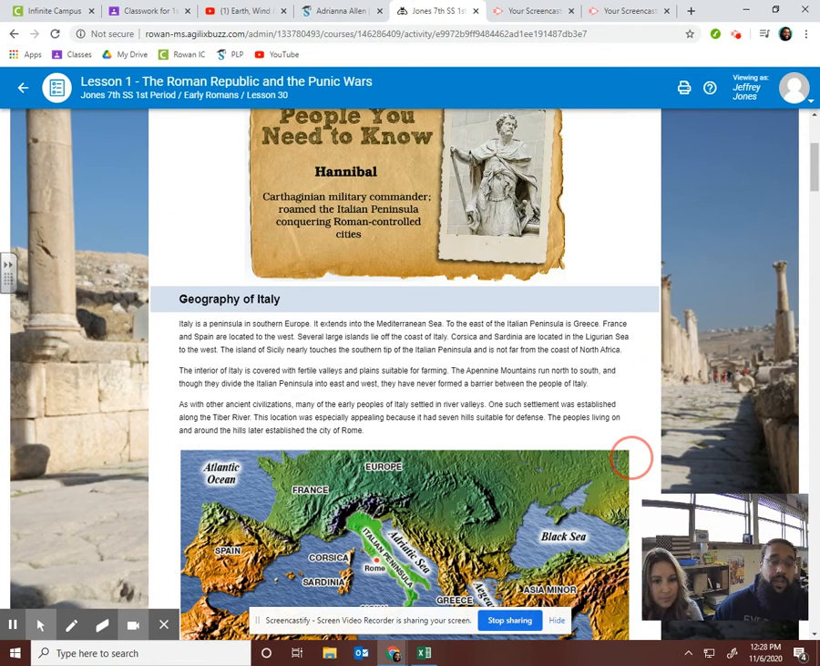of North Africa. The interior of Italy is covered with fertile valleys and plains suitable for farming. The Apennine Mountains run north to south and divide the Italian peninsula into the east and west. They have never formed a barrier between the people of Italy.